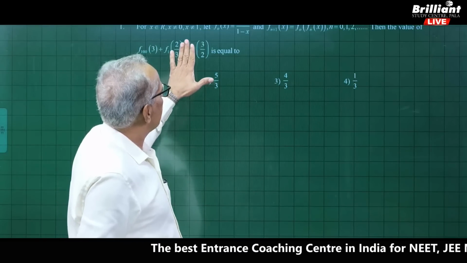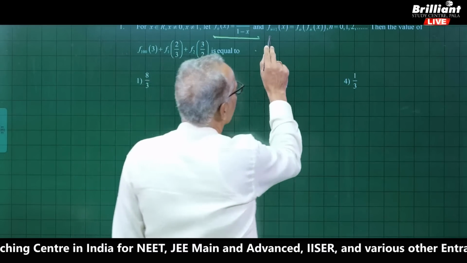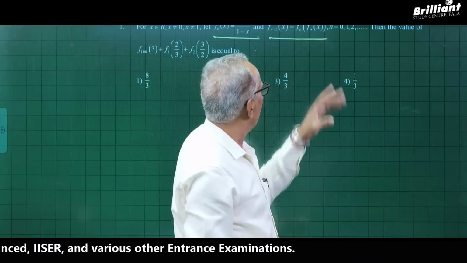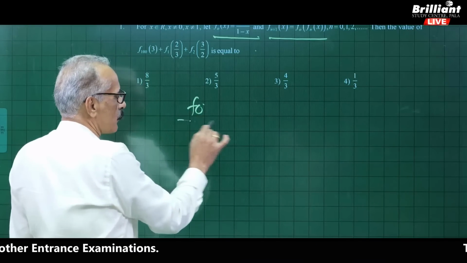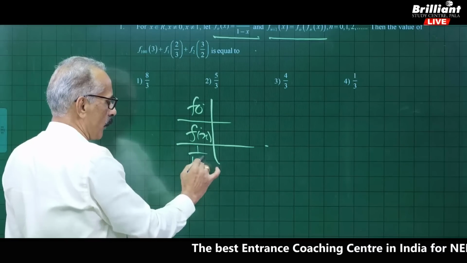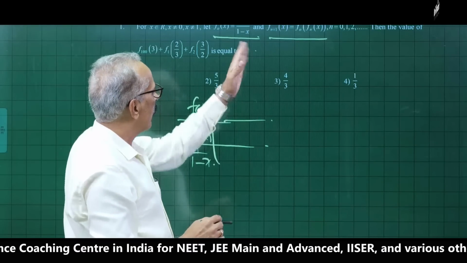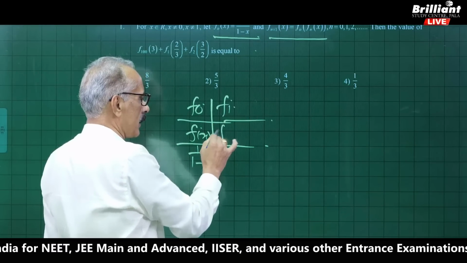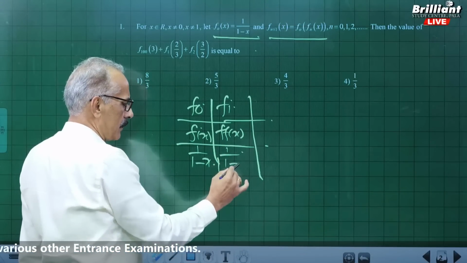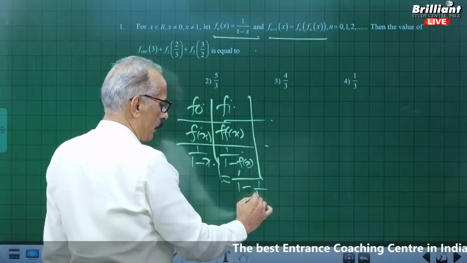For x a real number, f0 is this one, and we are given f of n plus 1 is equal to f0 of this. See, this is f0, so I call it f, meaning f of x. And what's your f of x? 1 by 1 minus x. Next we put n equal to 0, so we get f1. f1 means f of f of x. f of f of x is 1 by 1 minus f of x.